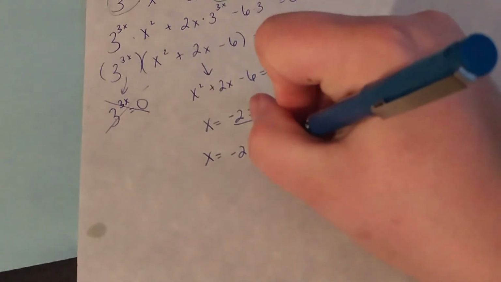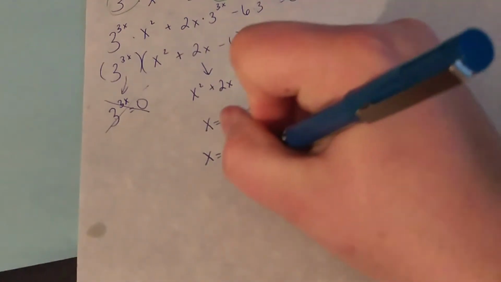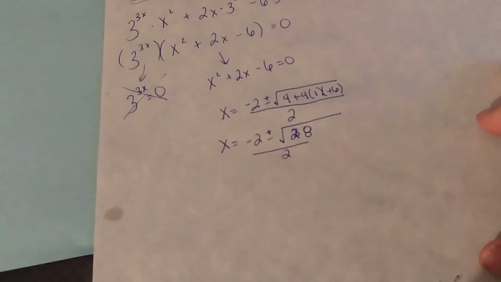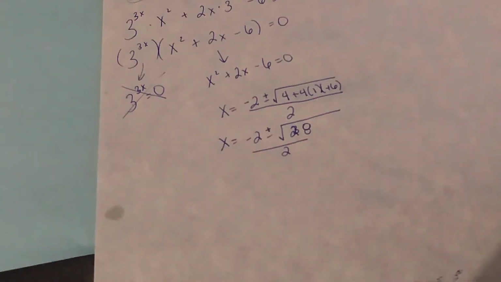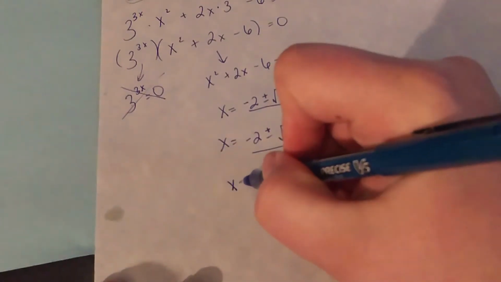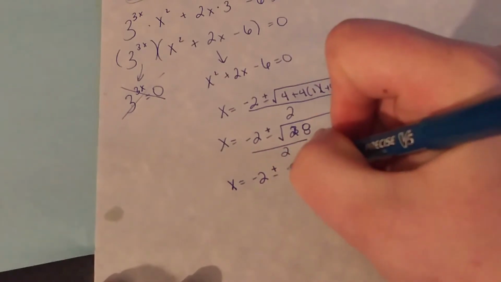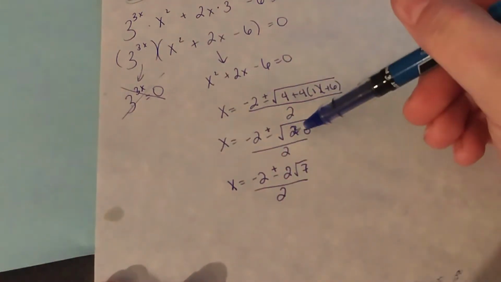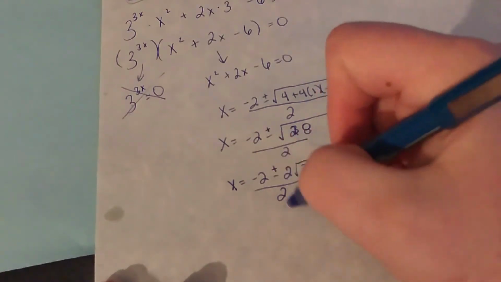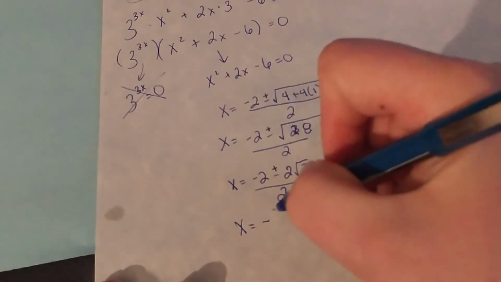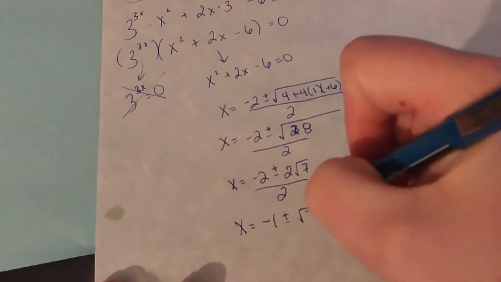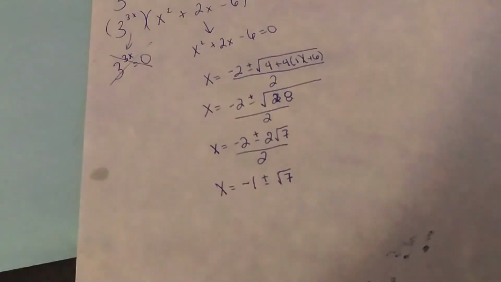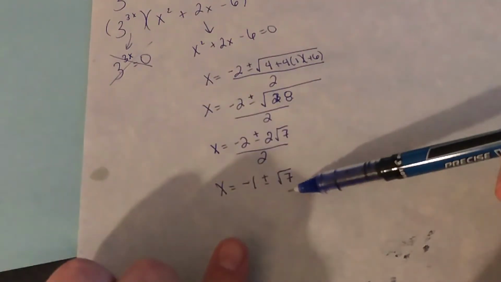Nope, 28. So then that will simplify into 2 and 7. And then we can cross out a 2 from every single term. Okay. And so those are two possible solutions.